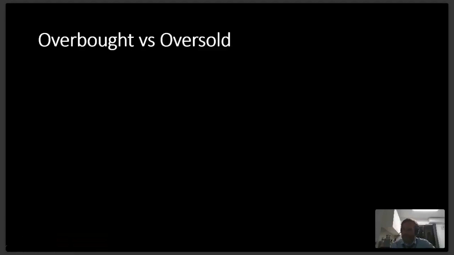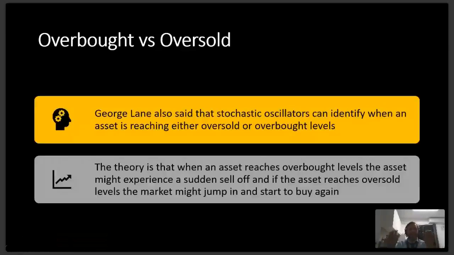Now, the overbought versus the oversold theory. George Lane, in his theory, said that stochastic oscillators really can identify when an asset is reaching an oversold or overbought level. Why is this important? Because the theory is that if an asset reaches overbought levels, the asset might experience a sudden sell-off, and if the asset reaches oversold levels, the market might jump in and start to buy again.